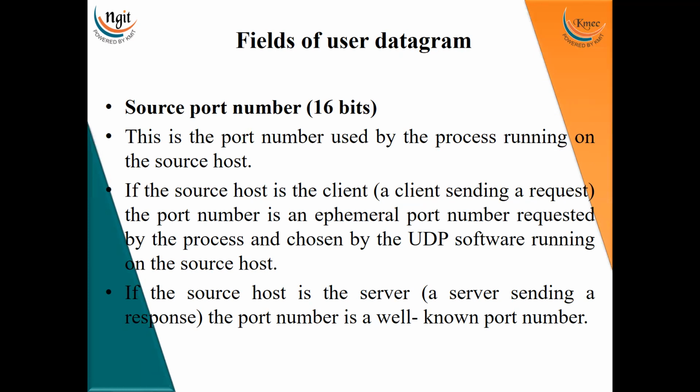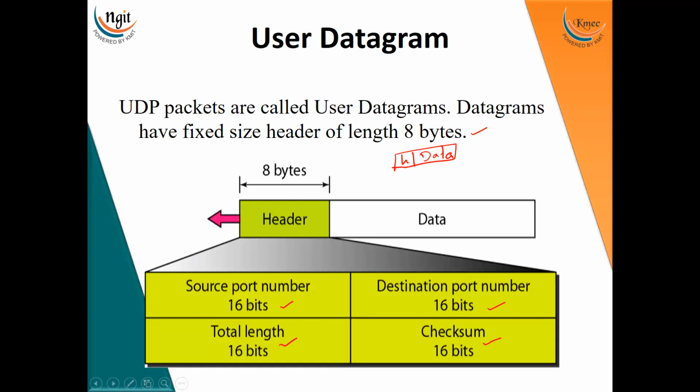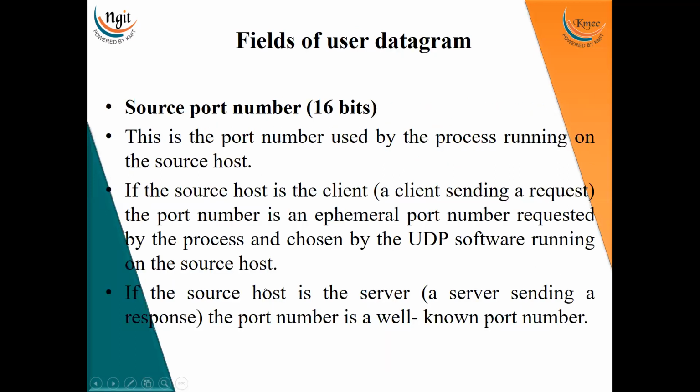Now we'll see each field of the user datagram. What is our first field? It is the source port number of 16 bits. What is meant by the source port number? It is the port number used by the process running on the source host. If the source host is a client sending a request, the port number is an ephemeral port number requested by the process and chosen by the UDP software running on the source host. If the source host is a server sending a response, the port number is a well-known port.